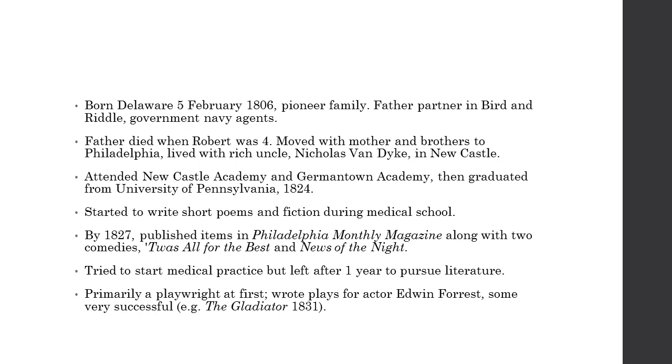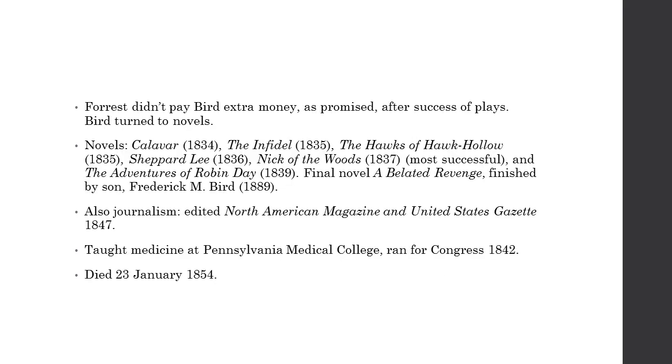Primarily he was a playwright at first. He wrote plays for the actor Edwin Forrest, some of which, for example The Gladiator, which was produced in 1831, went on to be extremely successful. But the relationship with Forrest turned rather sour, allegedly. Forrest had promised to pay Bird extra money if any of the plays did become successful. But this money apparently was not forthcoming, so Bird, in frustration, disgust, turned to novels.